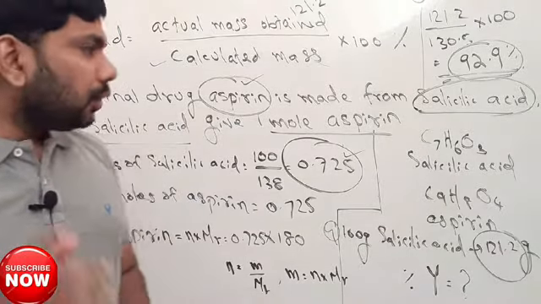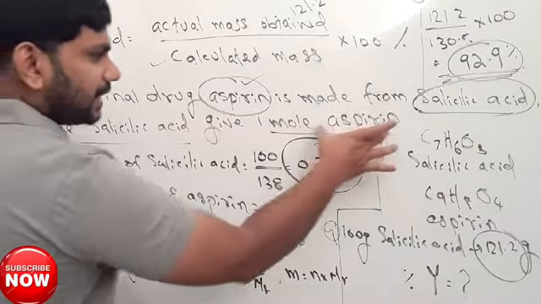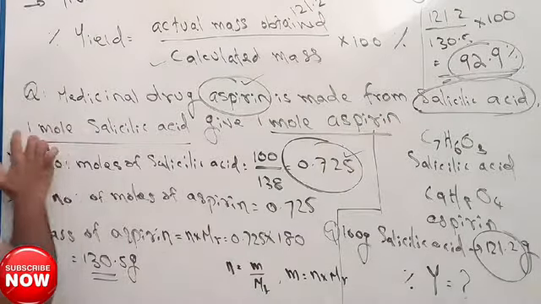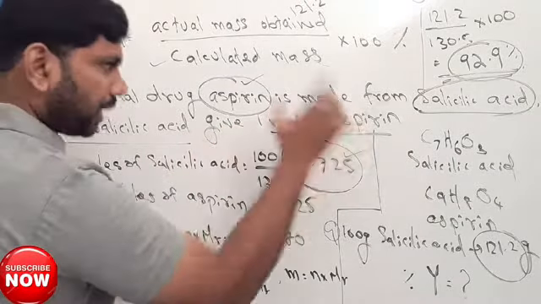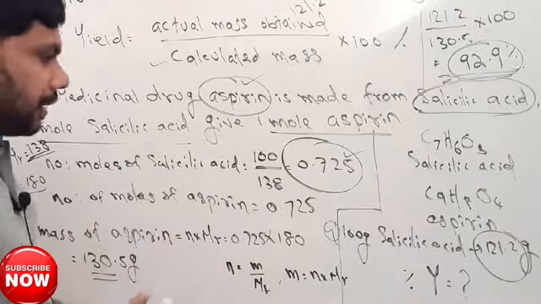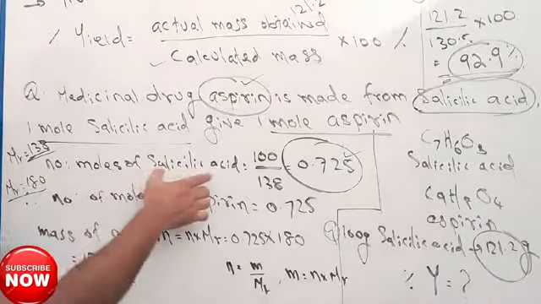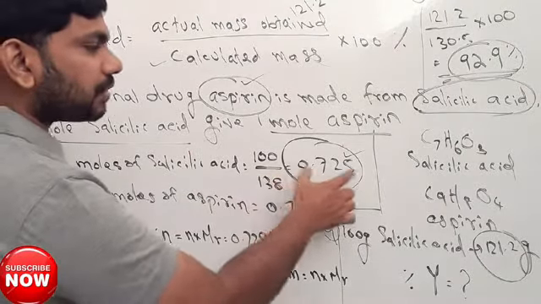0.725 moles. Look here. Salicylic acid and aspirin mole ratio 1:1. 1 mole salicylic acid gives 1 mole aspirin. The ratio 1:1. In this chemical reaction, what is the number of moles of salicylic acid? Number of moles of salicylic acid 0.725.